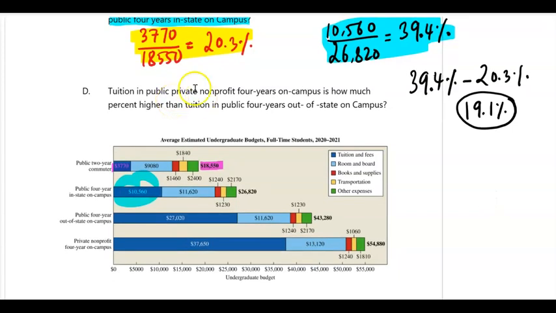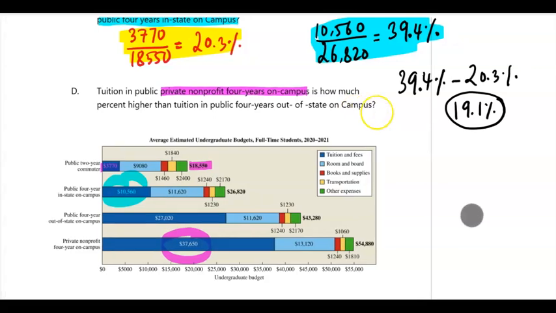Part D. Tuition in private non-profit 4-year on campus. Again, you compare the tuition. The private non-profit 4-year campus is the last one here, and the tuition is 37,650. You compare it with tuition in public 4-year out-of-state campus, which is tuition 27,020.